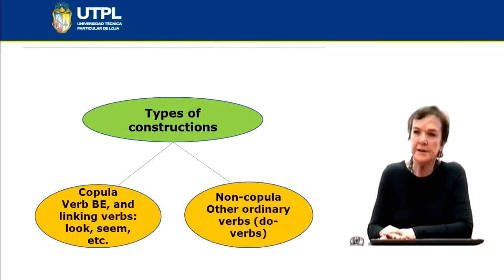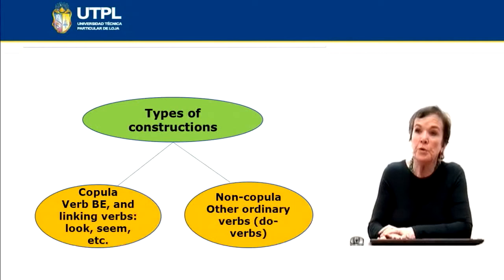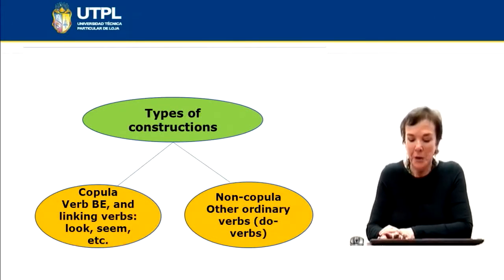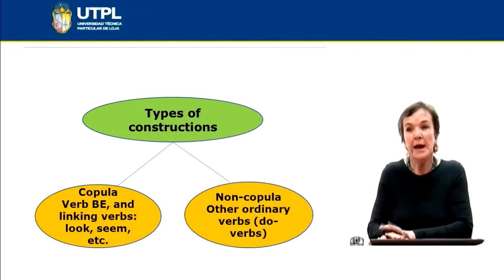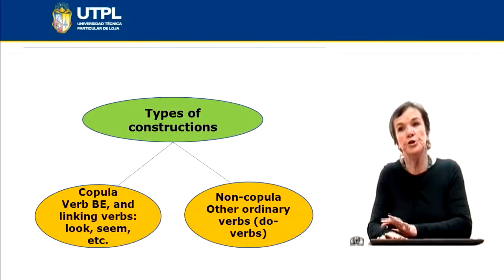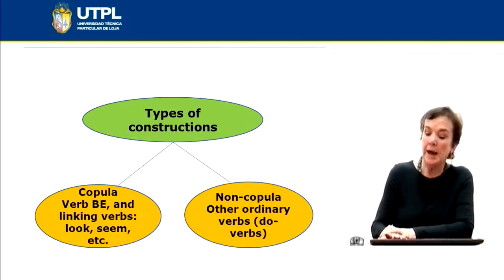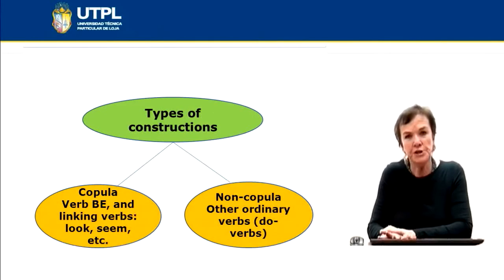We have different types of constructions. We are going to begin with a basic division based on the structure of verbs. In the first group, we have copula verbs. Here we have as the main representative of copula verb the verb be, and also some linking verbs as look, seem, become, appear, which function as copula verbs. On the other hand, we have non-copula verbs. Those are all ordinary verbs in the language which need the auxiliary do to form questions and negatives.